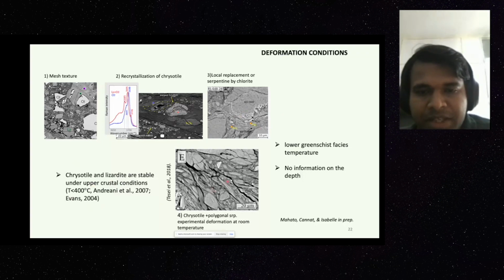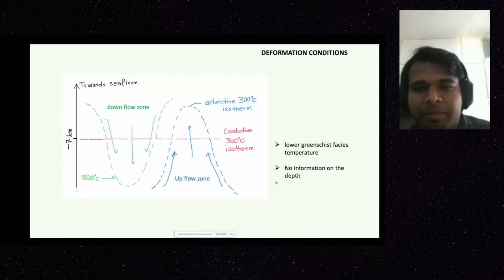And in this BSE image, which is experimentally deformed chrysotile and polygonal serpentine gouge at room temperature, you can see that texturally it is very similar to these tectonically damaged samples in our study area. Thus, this deformation texture can be formed in a wide range of lower greenschist facies temperature conditions, but we do not have any information on the depth of the deformation, at what depth the deformation is occurring.